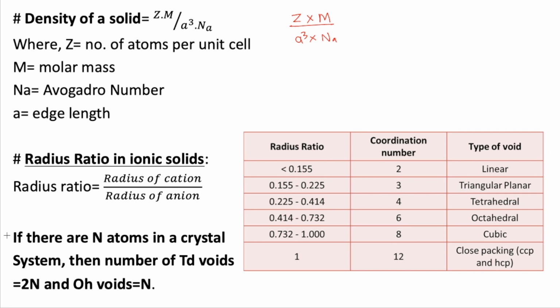One very important point is written over here: if there are n atoms in the crystal system, then the number of tetrahedral voids is going to be equal to 2n and the number of octahedral voids can be given as equal to n.